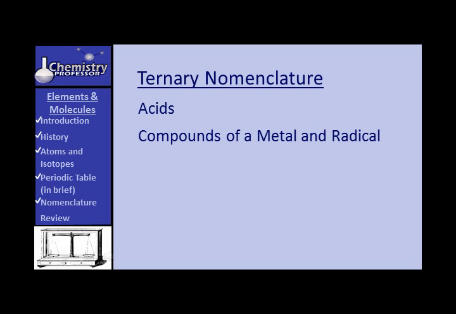Now we're ready for ternary nomenclature. Nomenclature of compounds made from 3 different atoms. We're going to do 2 types. We're going to do acids, and then we're going to talk about naming compounds that contain a metal and a polyatomic ion, which, as you know, I very often call radicals.